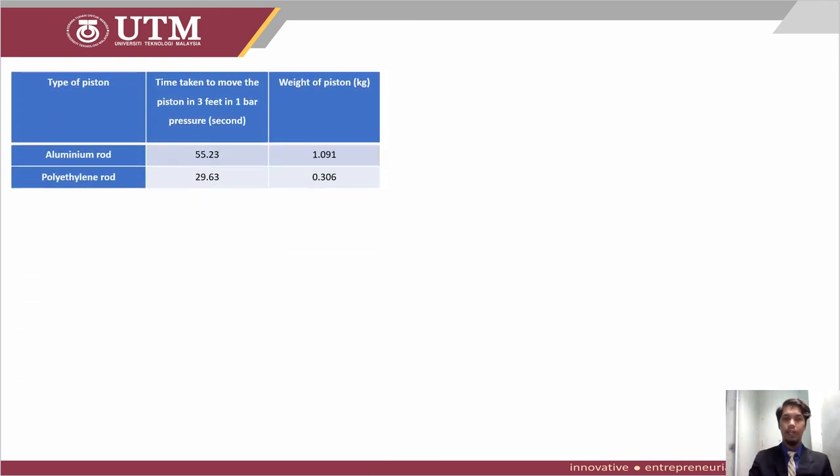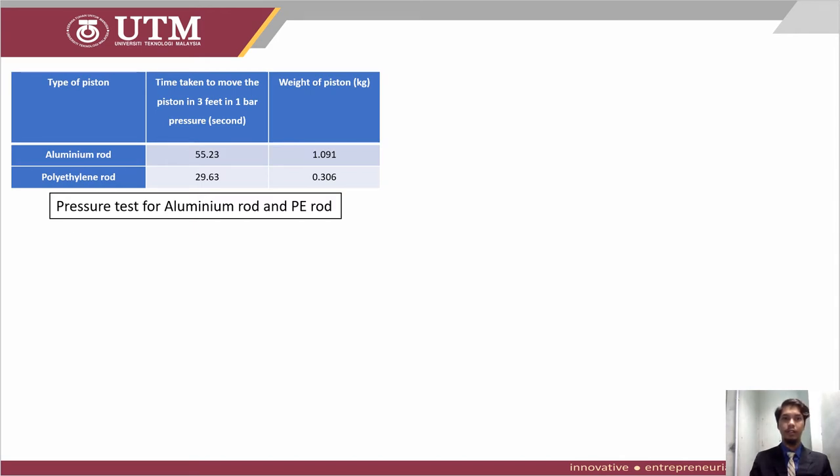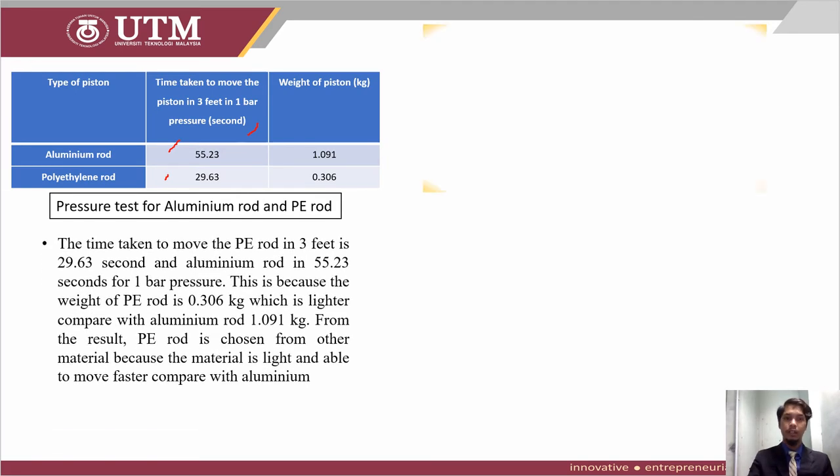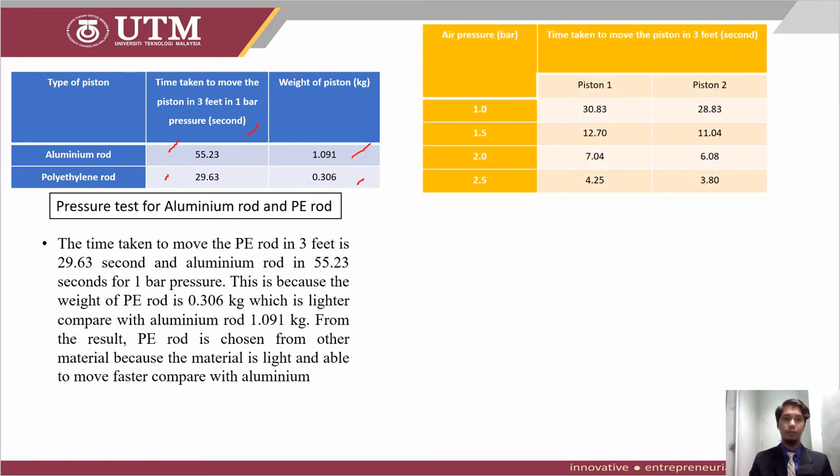For this table, I made a comparison between aluminium rod and polyethylene rod. Pressure tests have been conducted to know the time taken to move the piston 3 feet at 1 bar pressure. From this picture, it shows that polyethylene is much faster compared to aluminium rod because polyethylene is much lighter, which is 0.3 kilogram, and aluminium rod is 1 kilogram. And this is the pressure test I did for the PE rod because in this project, 2 ballast tanks are used. So we need 2 pistons.